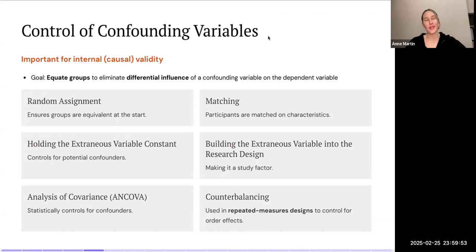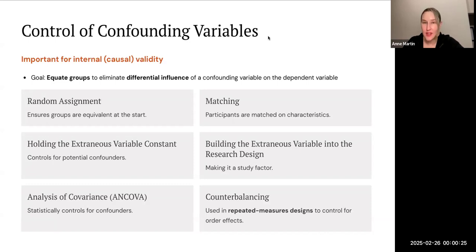So really important in experimental research is being able to control for those confounding variables. Like we talked about, you want to be able to isolate the effect of the independent variable on the dependent variable. And this is important for internal validity, that causal validity, which is the purpose of experimental research. So the goal when you are controlling for confounding variables is to equate the groups to eliminate any differential influence that a confounding variable is having on that dependent variable.